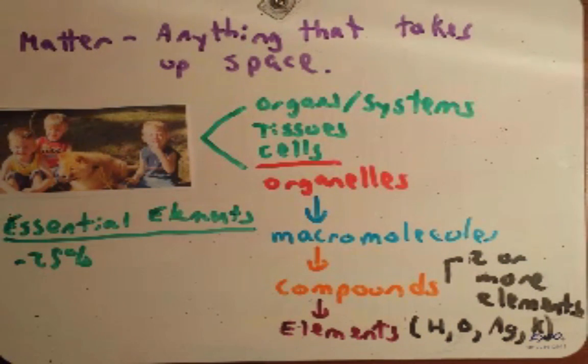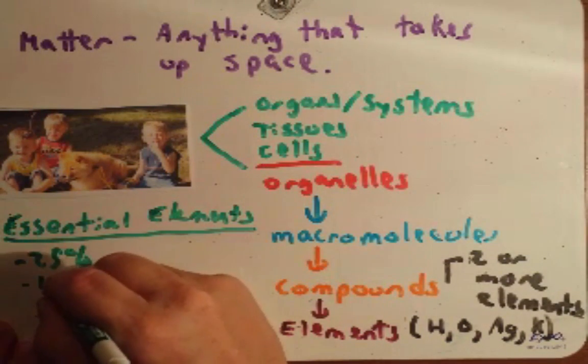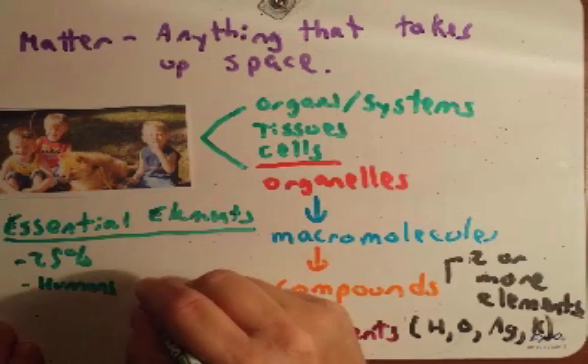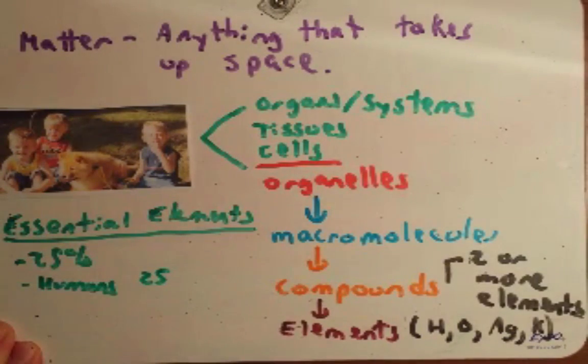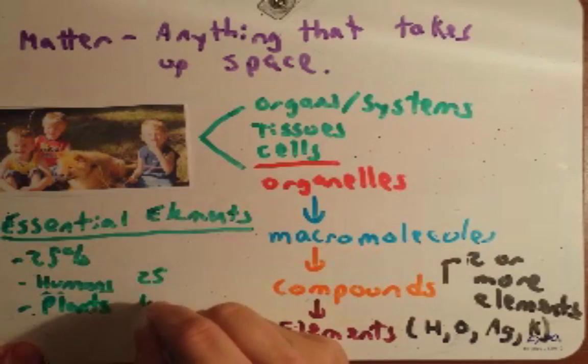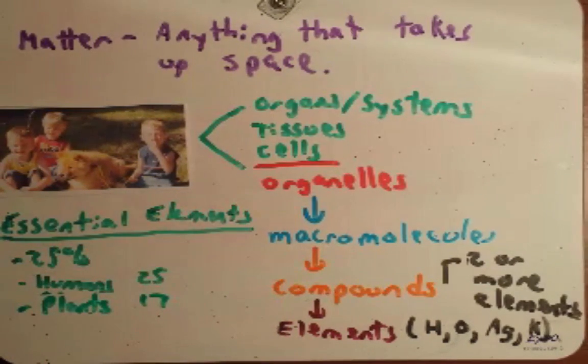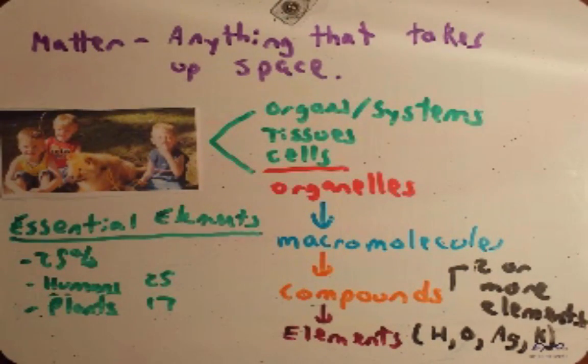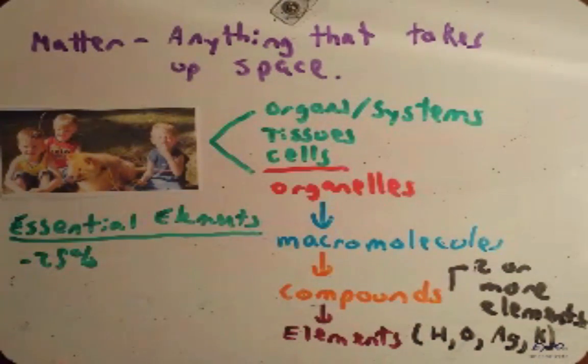For instance, as your book points out, humans, we have 25 elements that are essential elements. However, plants only have 17 elements that are essential. Now you may find other elements in an organism. It's just that these are the essential ones. Okay, let me erase the examples of humans and plants for now to give me a little space here.